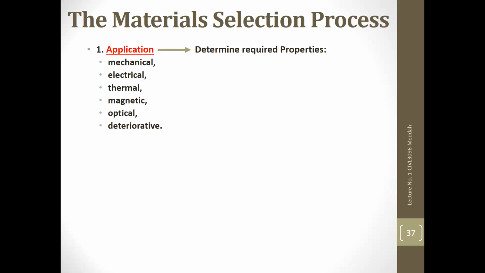So the first thing to govern the selection of the material is the application. What we mean by the application here is that you have to clearly determine for what application your material will be used. Based on the application, the properties of the material will be required, will be determined. Because for X application, you need maybe these properties.